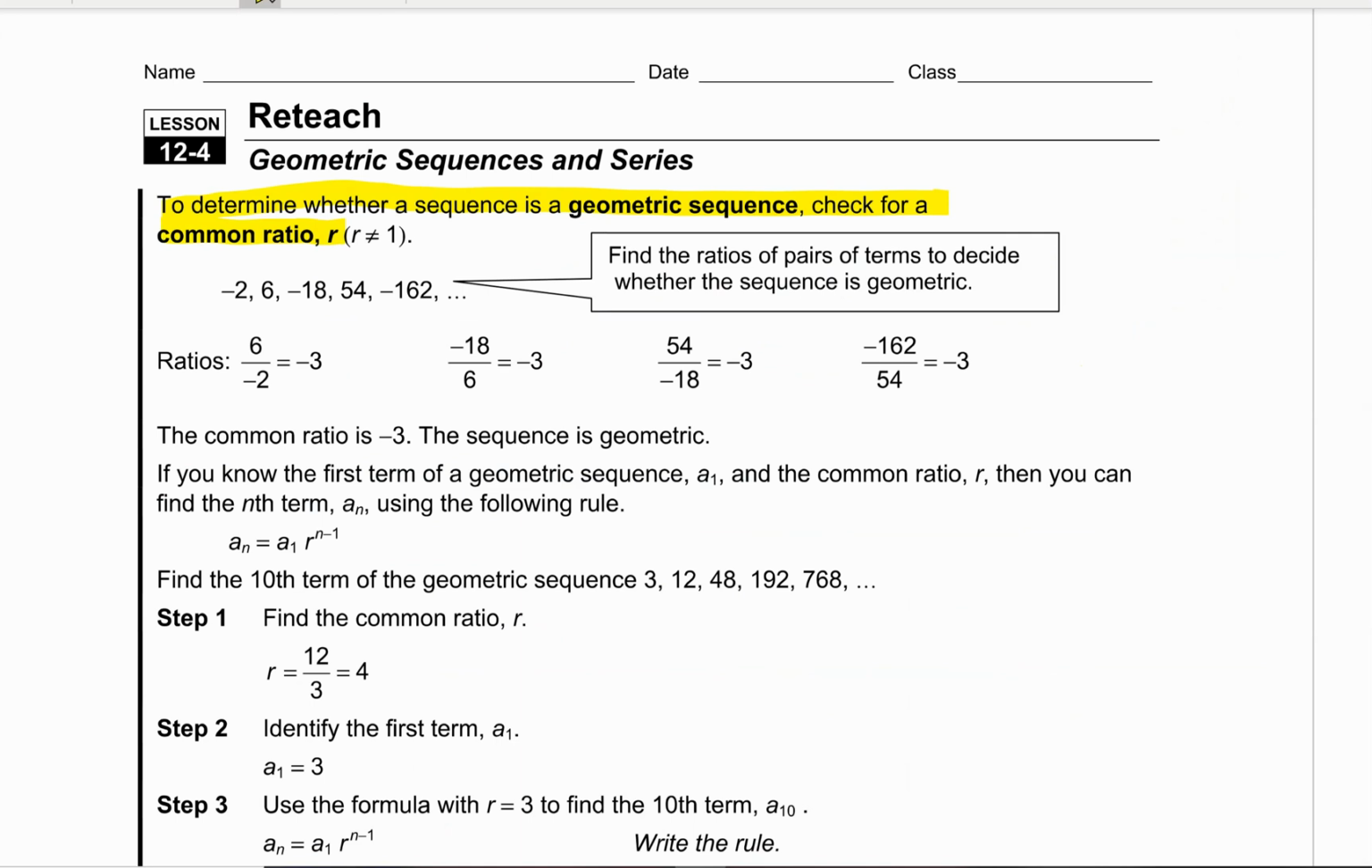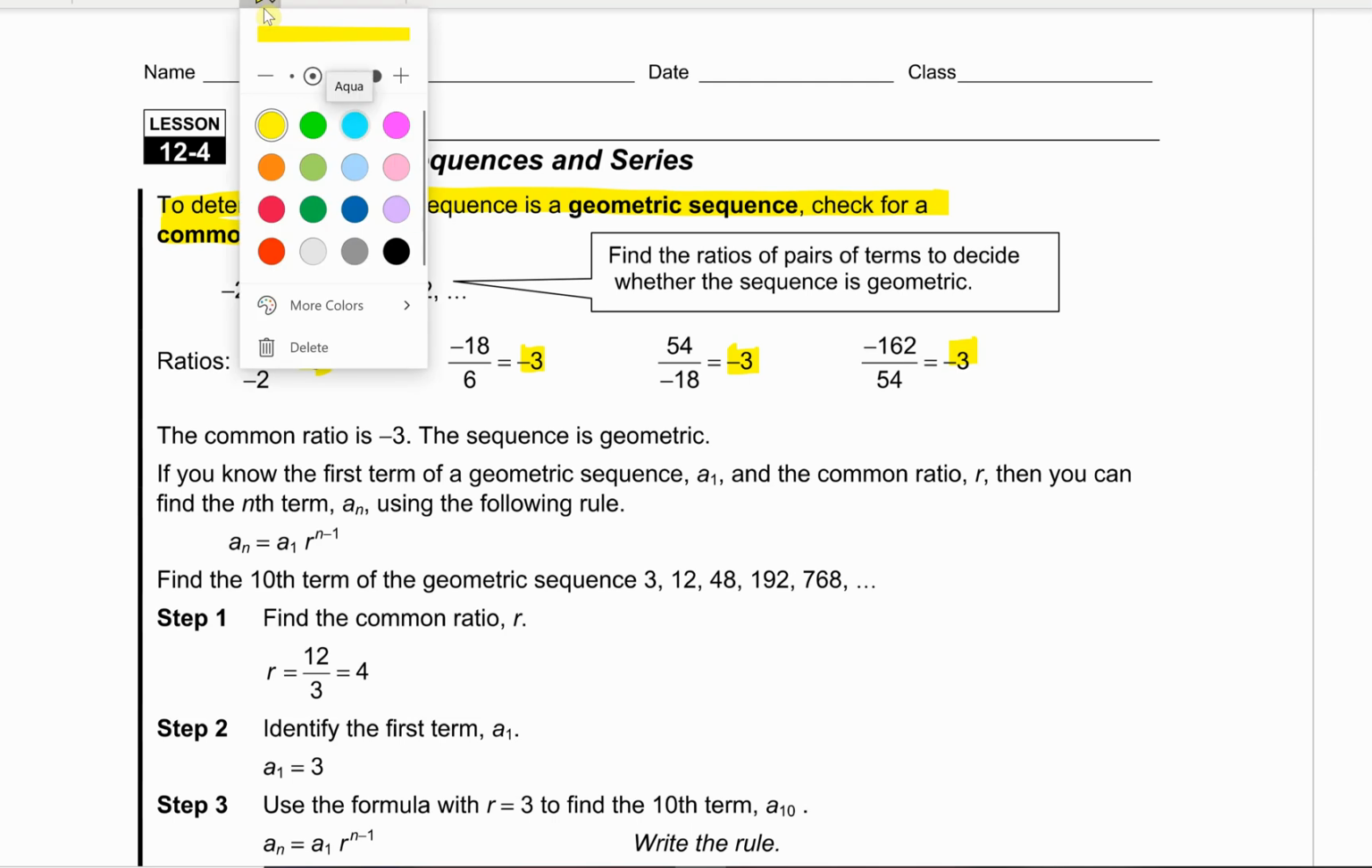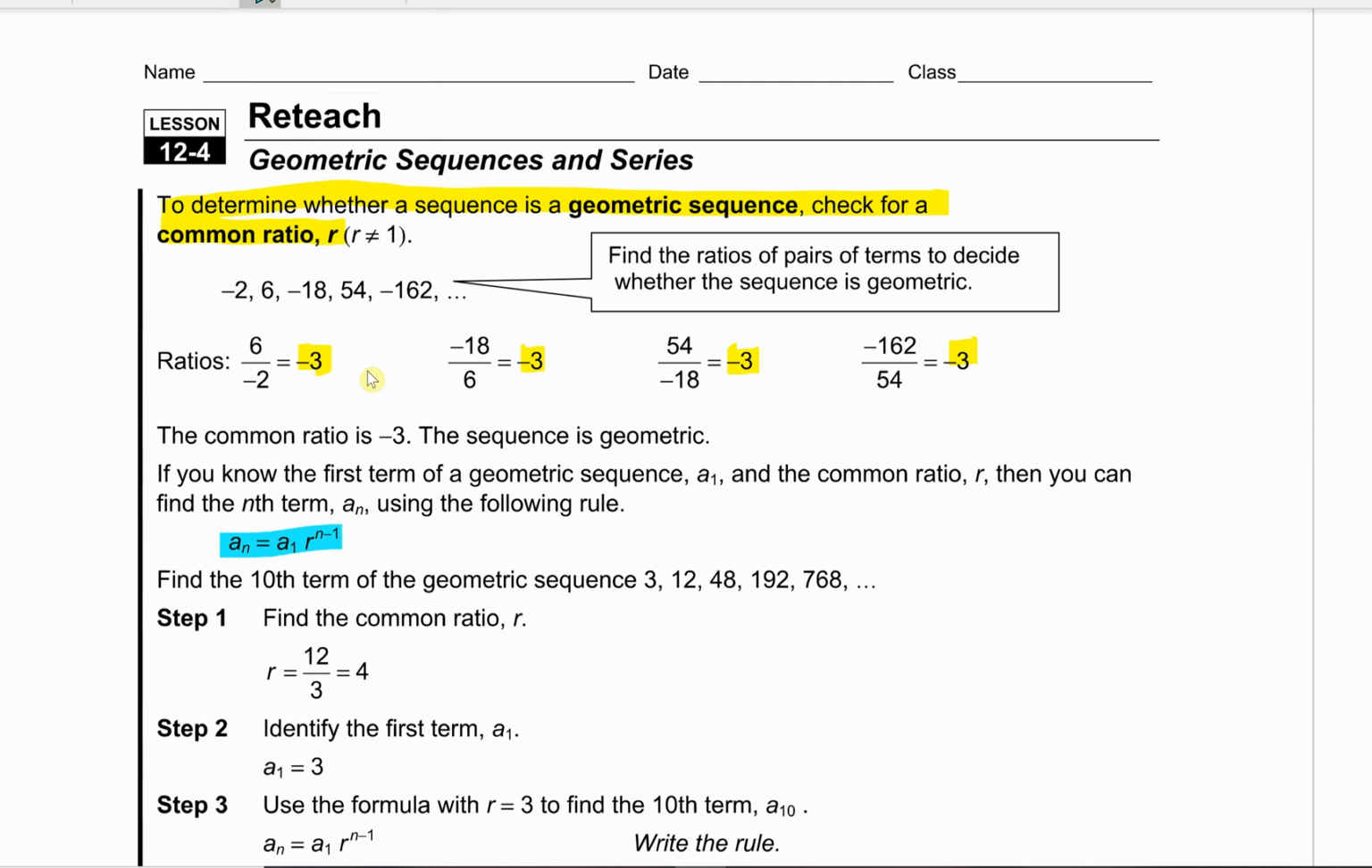6 divided by -2 is -3. -18 divided by 6, -3. 54 divided by -18, -3. 162 divided by 54, -3. So the common ratio is -3. Now, like arithmetic sequences, there's a formula that we use to find any term in a geometric sequence, and it's this guy here. A sub n equals A1 times R to the n minus 1. Got a little ahead of myself there.